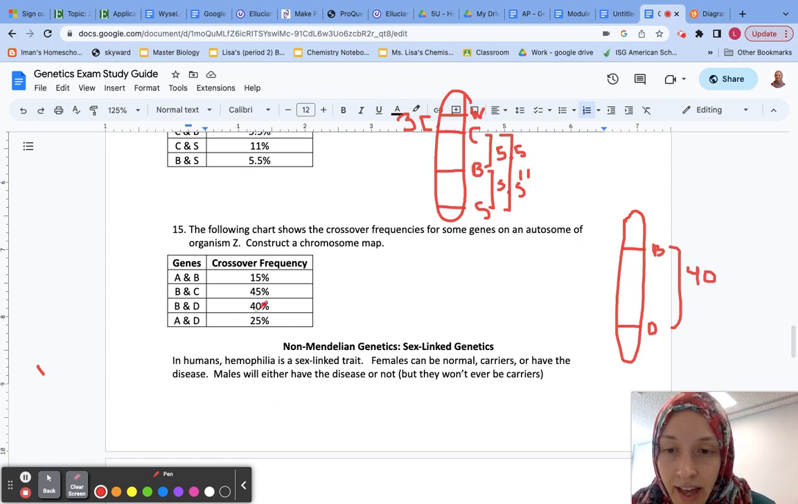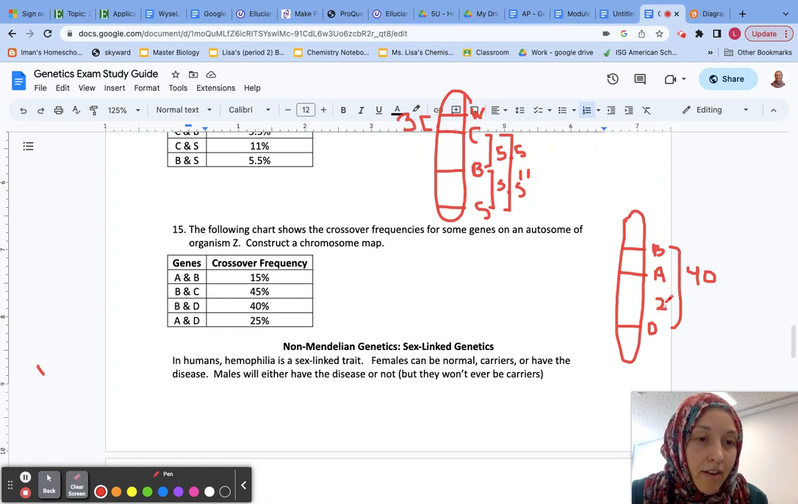Okay, and we thought that A was somewhere in the middle of them. Between A and D is 25 and A and B is 15. Does that equal 40? That equals 40. So if I put A here, between A and D is 25, and A and B is 15. 25 plus 15 is 40. So these genes, they match up.